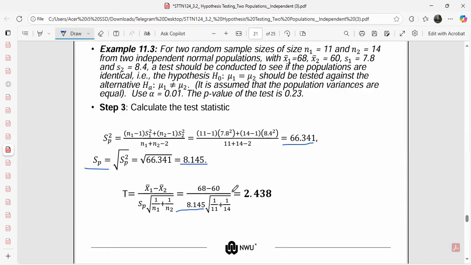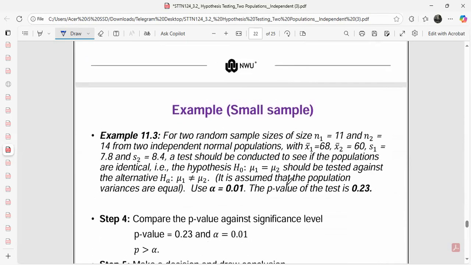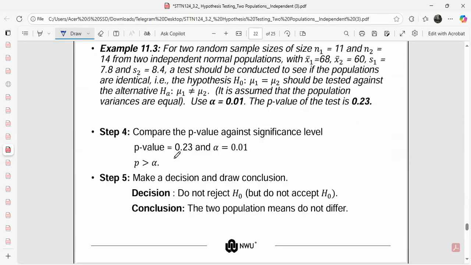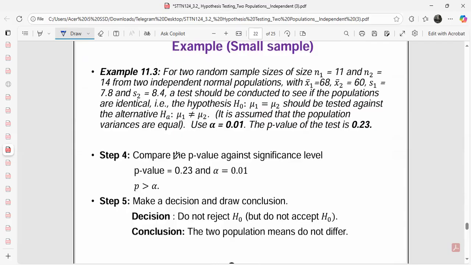You substitute your values, you get the test statistic as 2.438. Then now we are going to compare the p-value with the level of significance. So since it's 0.23 and the alpha is 0.01, it means that now the p-value is less than alpha. Therefore, step number 5, you do not reject the H0 at 1% level of significance.